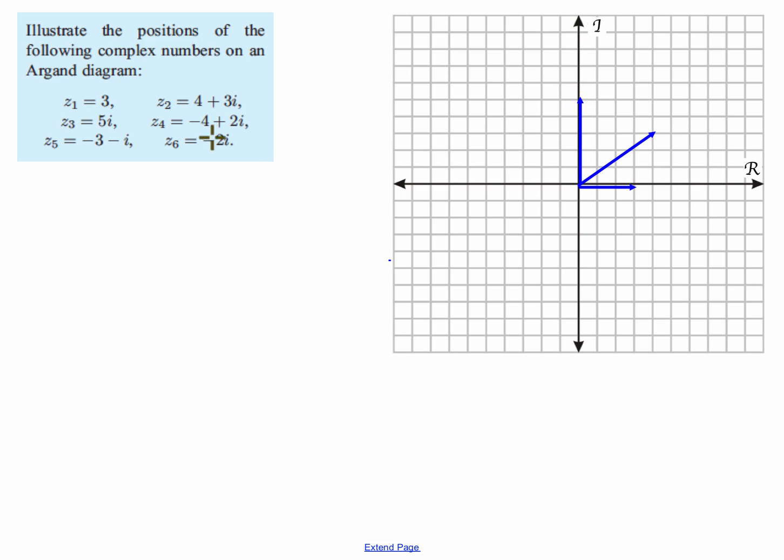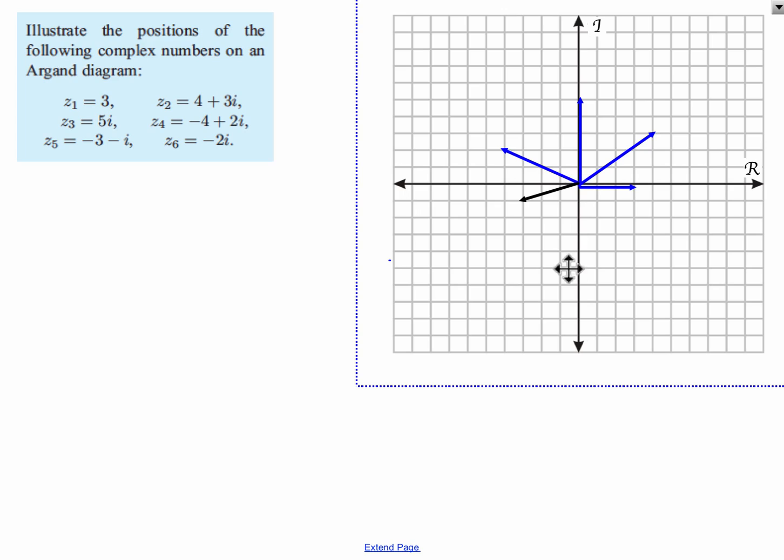I think you get the picture. Z sub 4 is negative 4 plus 2i, so to the left 4, up 2. Z sub 5 is negative 3 minus i: 1, 2, 3, and minus i down there. It's always real, then imaginary. I didn't change the color, that's okay. And then negative 2i is going to look like that. So we have Z1 through Z6. I didn't label them, sorry, it's the pen's fault.